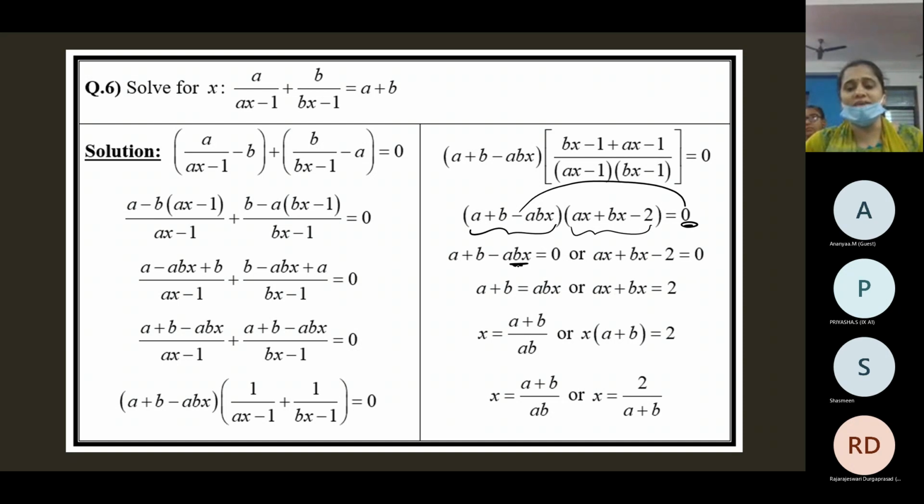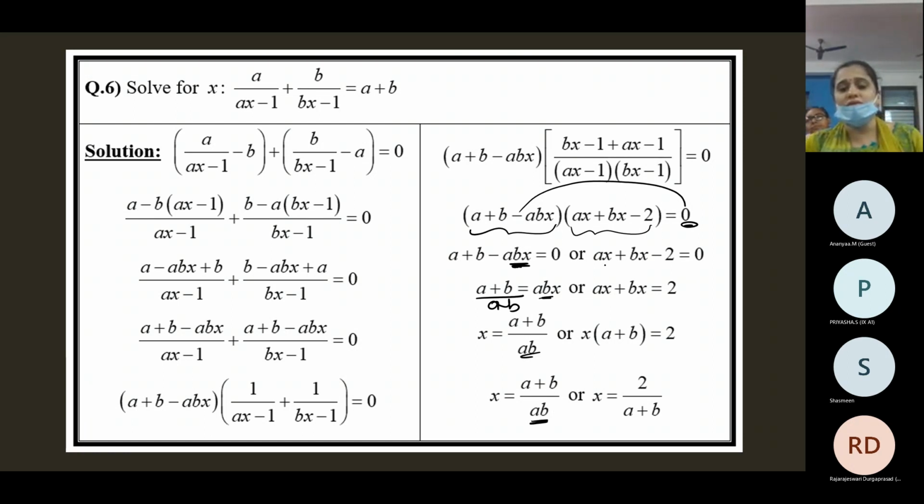Now this one has x in it. You're finding the value of x. Take this to the other side and have x alone on one side. So it becomes abx, and x is equal to a plus b by ab.